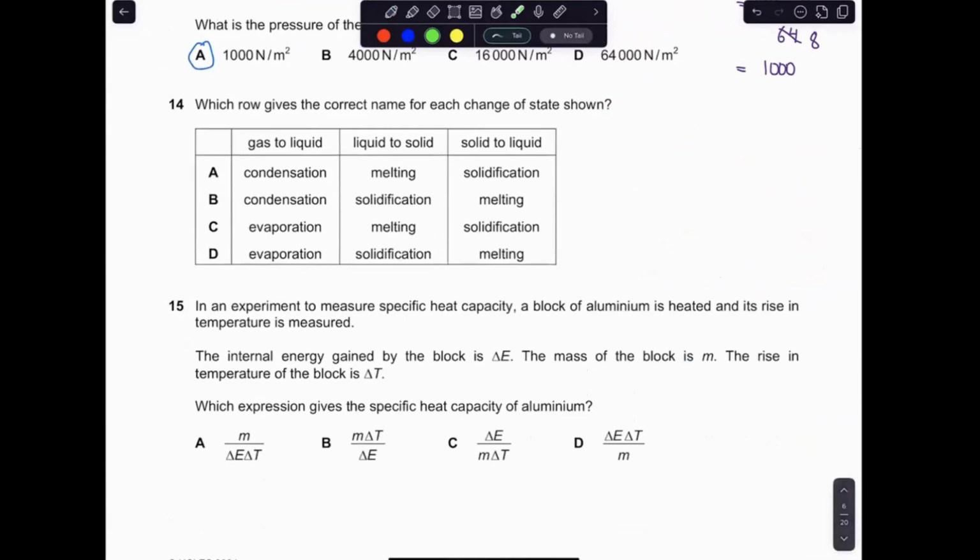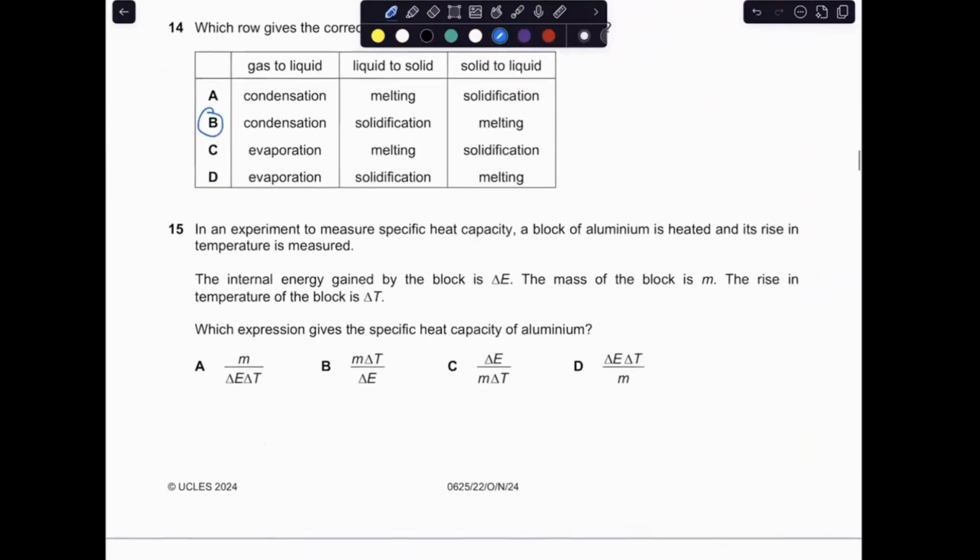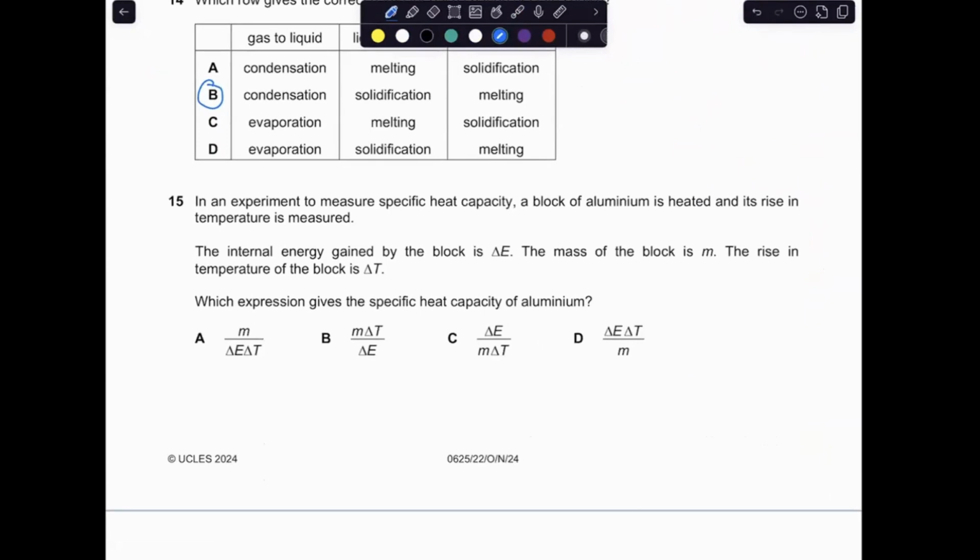So 14, which row gives the correct name for each change of state shown? Which one would it be? B. Yeah, that's pretty straightforward. All right. And then 15.